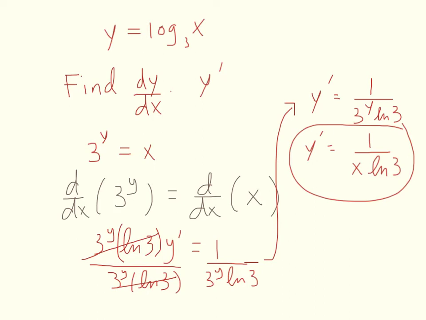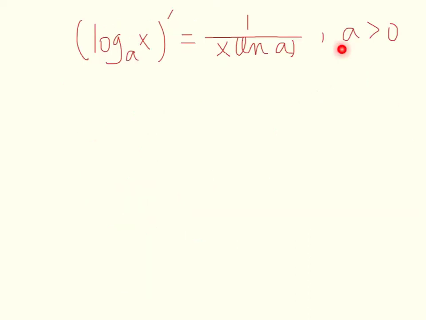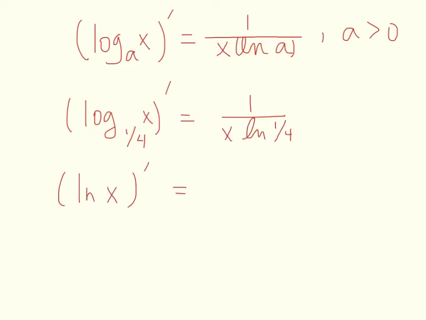Okay, we can generalize that result. And the way we will prove it is using the same method. So we have for values of a greater than 0, the derivative of log base a of x is equal to 1 divided by x times the natural log of a. So as another example, if I want to differentiate log base 1/4 of x, it's going to be 1 divided by x times the natural log of 1/4.